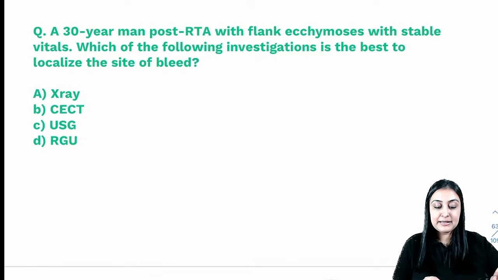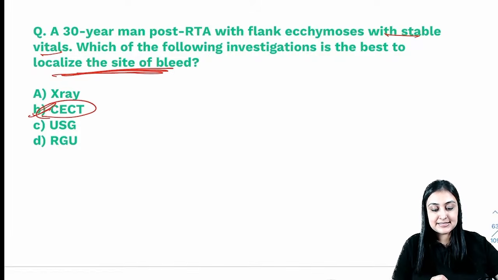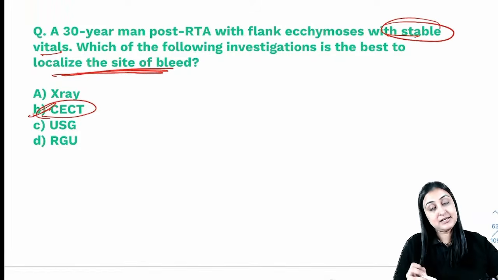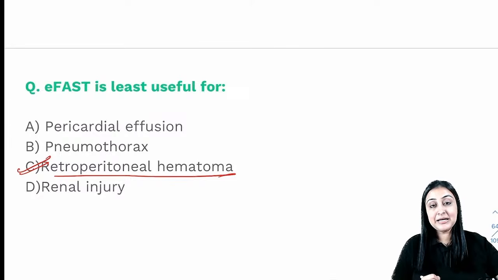30-year-old man, flank ecchymosis, stable. Best to localize site of bleed. To localize site of bleed, best CECT. Stable patient, best CECT. Yes, E-FAST is least useful for retroperitoneal hematoma.